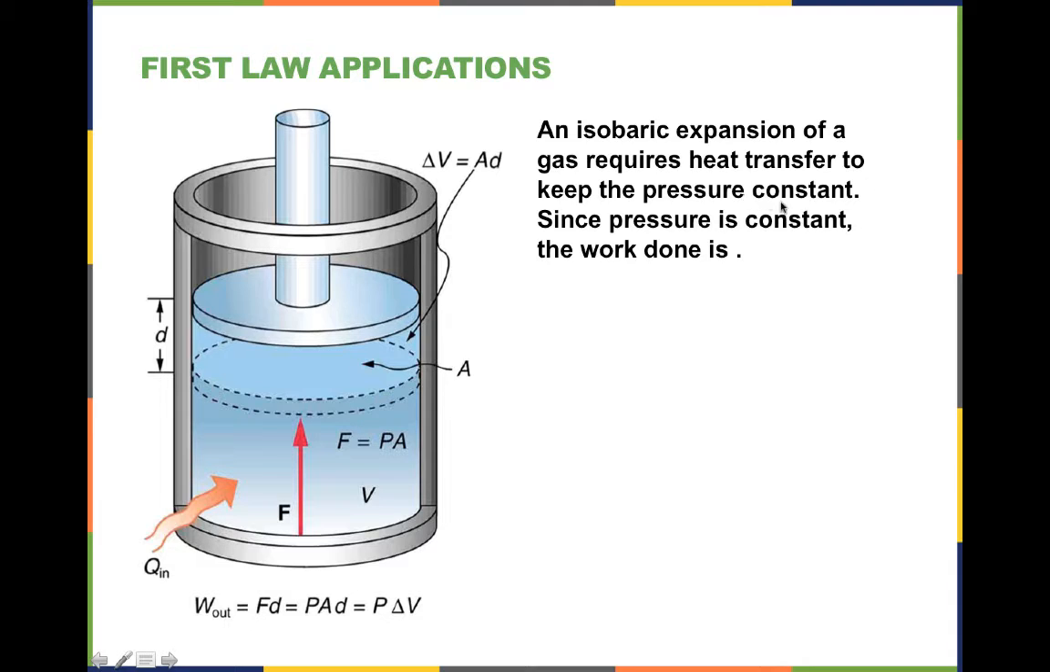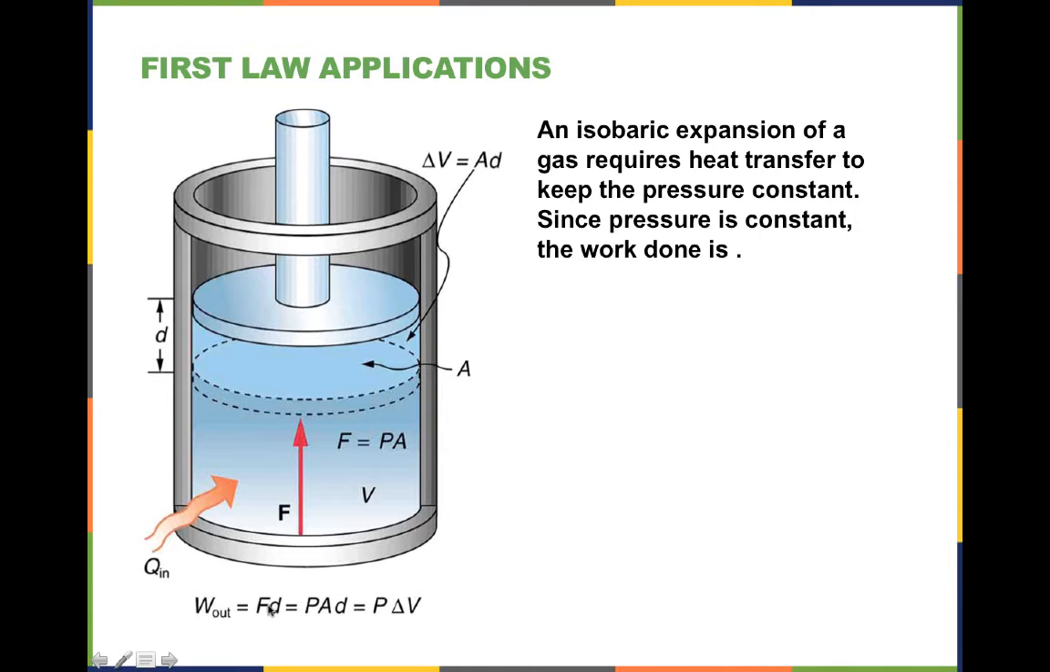So an isobaric expansion of gas requires heat transfer to keep the pressure constant. Isobaric, iso means the same, baric means pressure. So to keep the pressure constant, you have to have an input of heat here. Since the pressure is constant, work is done in order to push this into a larger point. And when we return to the next part, we will do some problems related to this.